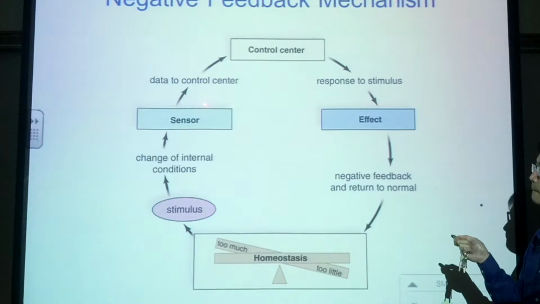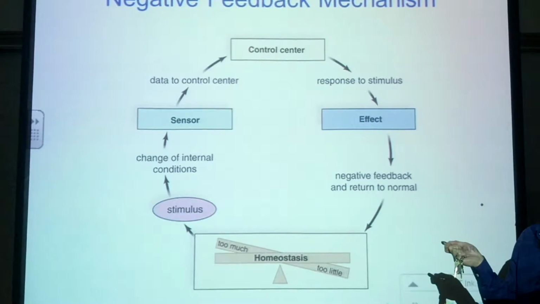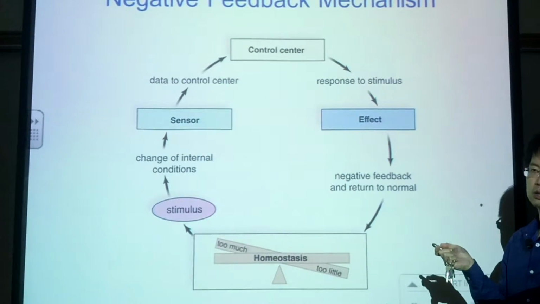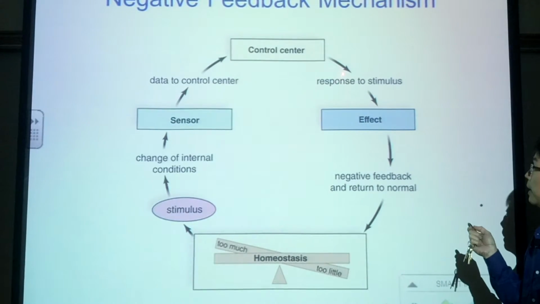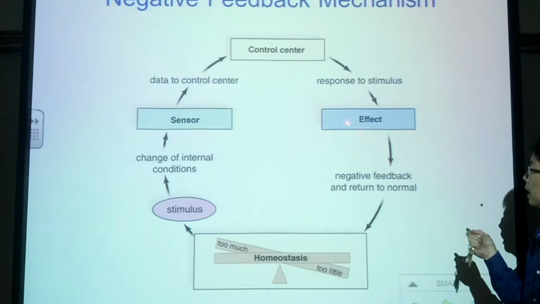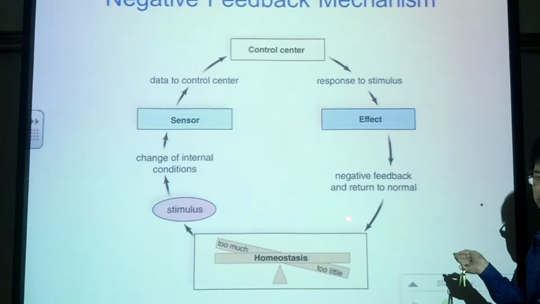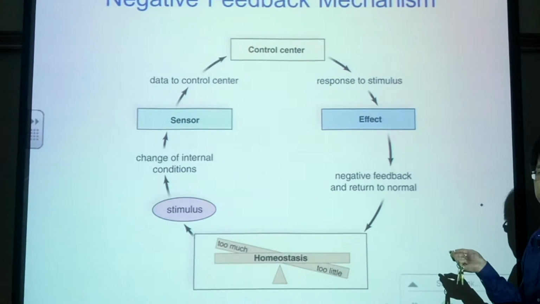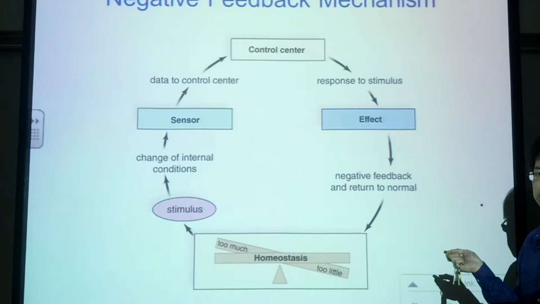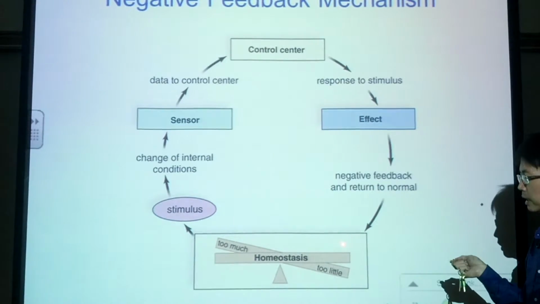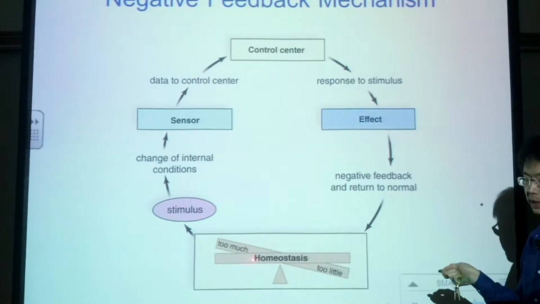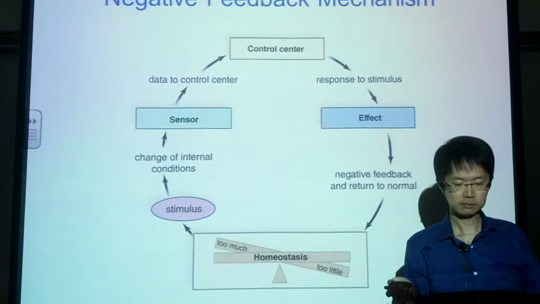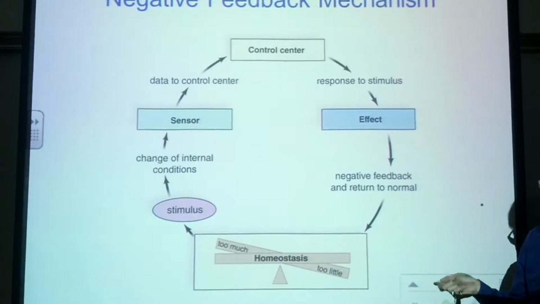And then the control center in this case is also the same, your endocrine system, your pancreas. The pancreas will secrete insulin. Your insulin will tell your body cells to absorb glucose from your bloodstream, so that glucose will go into your body cells, and the glucose in your blood will decrease, and then you will restore homeostasis.